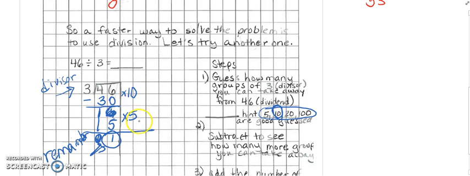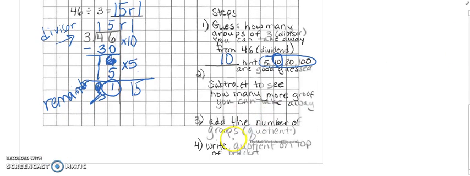So we have to add up how many groups of 3 we were able to subtract, and this becomes our quotient. So 5 and 10 is 15. So at the top I write 15, remainder 1. And then on this line here I write the quotient 15, remainder 1. So I guessed 10 groups of 3 to start with. I subtracted as many groups as I could. I added up the number of groups that I subtracted, and I made this my quotient, and then I wrote my quotient on top of my bracket.